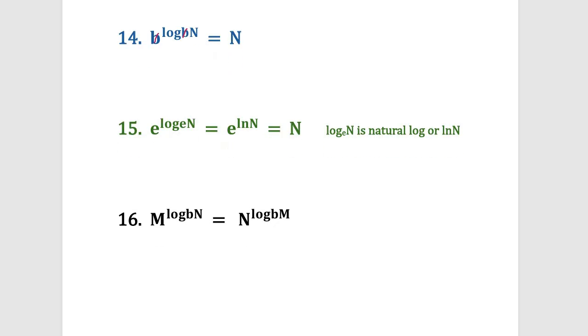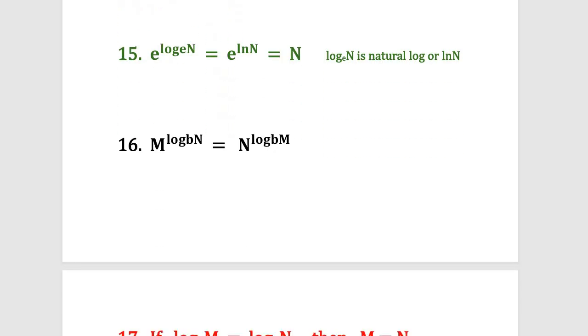Next, formula number 15, e to the power log e base n equals e to the power ln n equals n. Log e base n is called the natural log, or it is called ln n. So this is how formula 15 works.